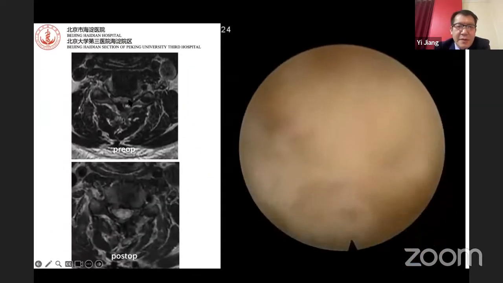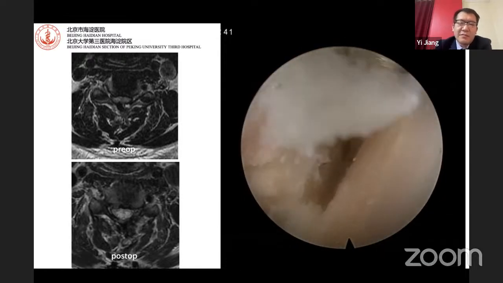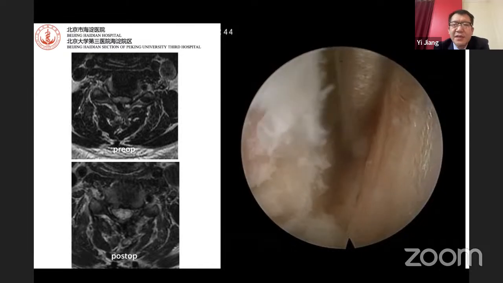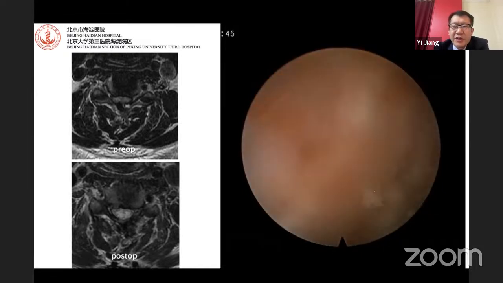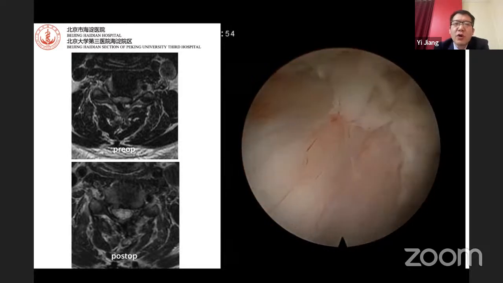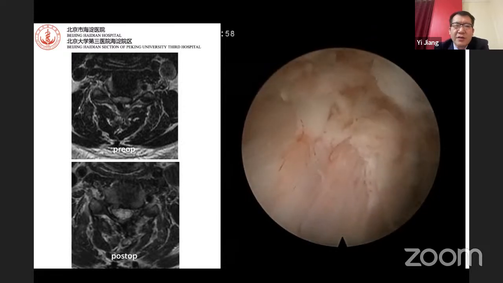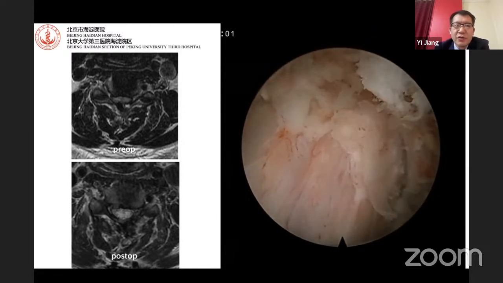Yeah, this is my patient, the pre-operative and post-operative, just like the lumbar. It's very similar, but the cervical procedure is more, I can't say easy, but the work time is shorter, because the structure around the posterior cervical is not big.